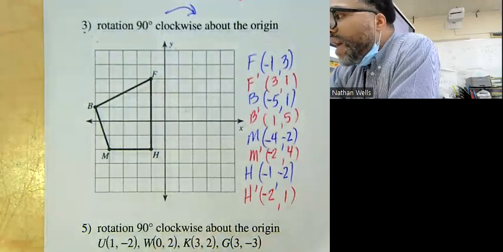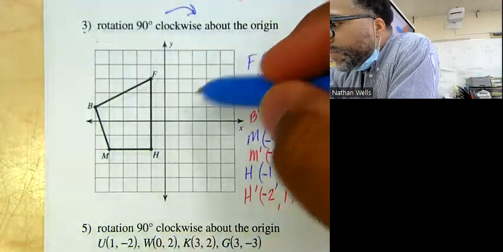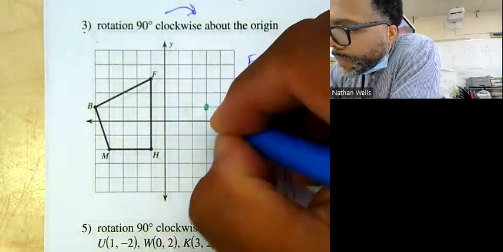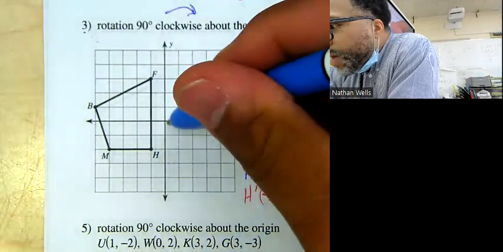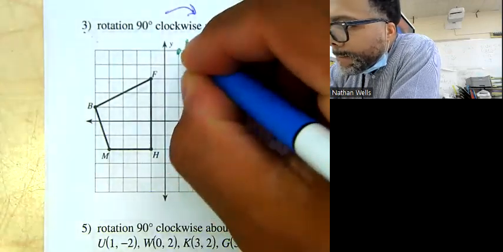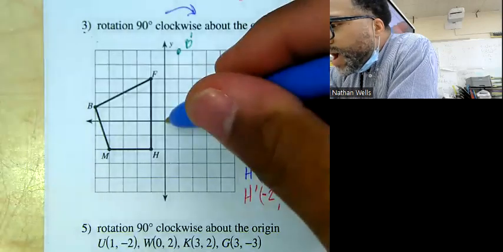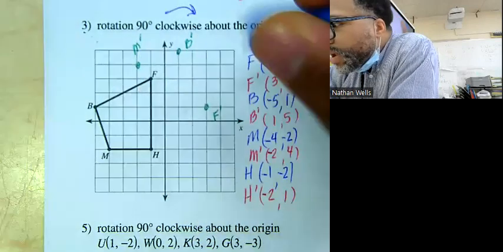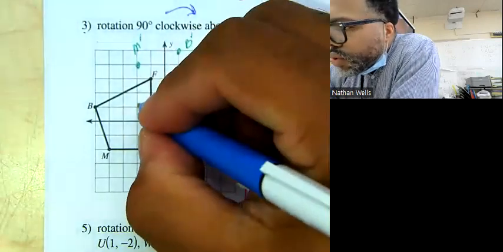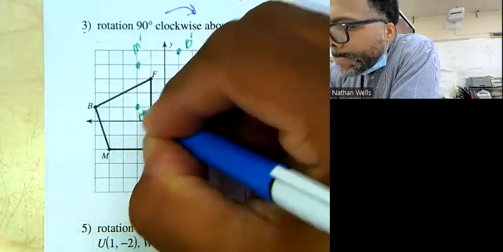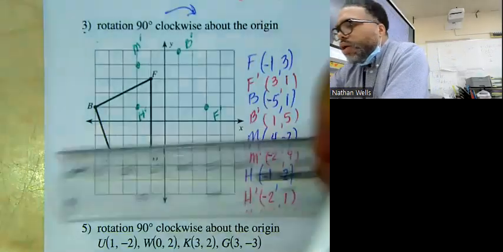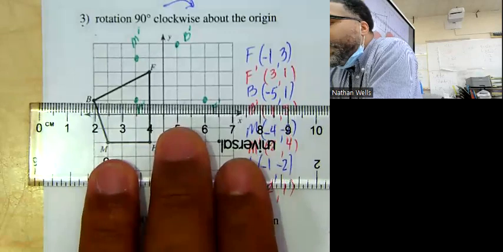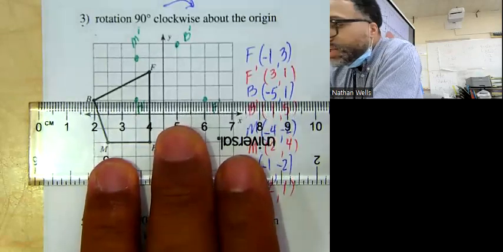I can go ahead and graph my points. F prime is going to be at 3, 1. That's F prime. B prime, 1, 5. M prime, -2, +4. And H prime, -2, 1. Well, I've graphed my points. I can connect my points.